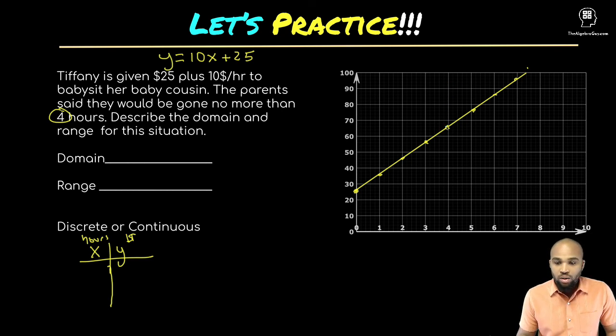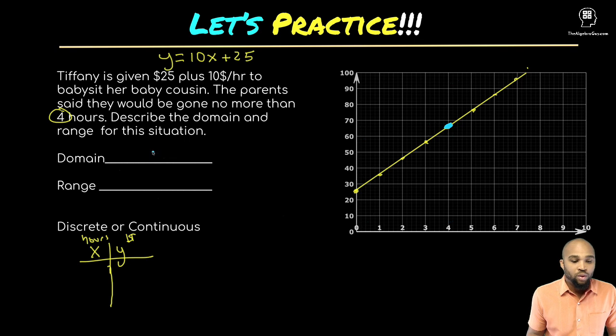Let me change the color right here. Her pay is going to stop right here. So everything from this 4 and below. So this is the range of her payment. So she can get from 0 to 4 hours, and she can get us from 25 to 65. And now we can represent that with our graph.